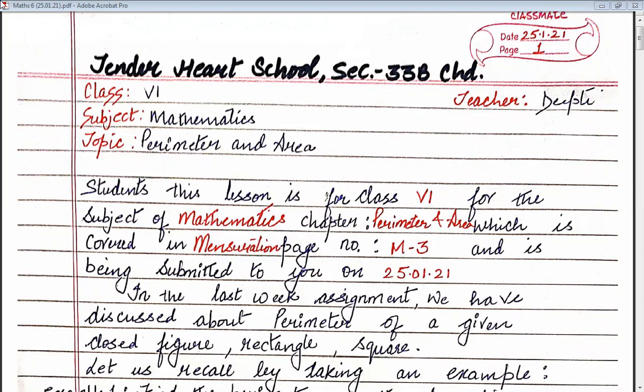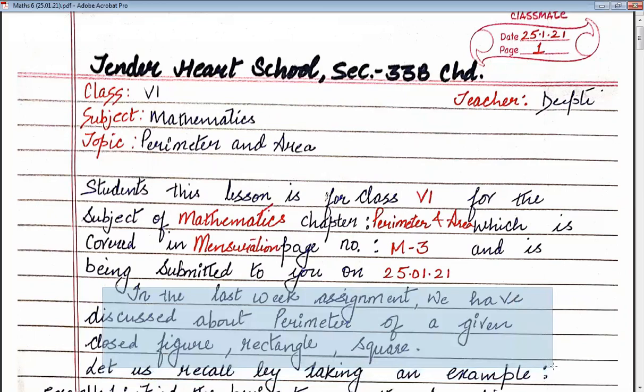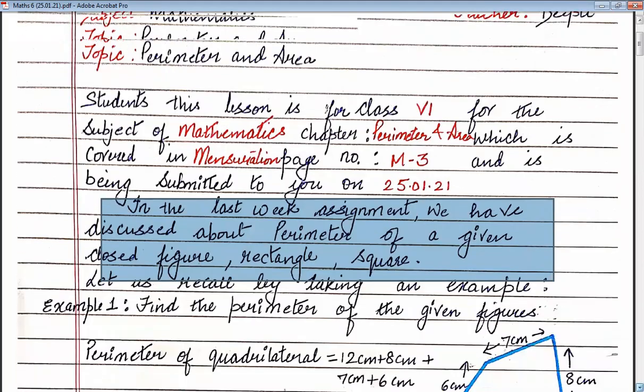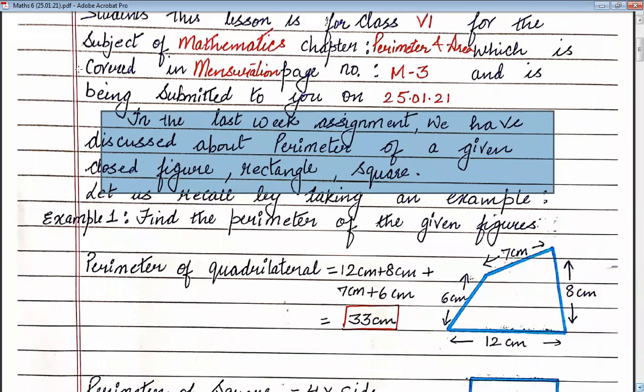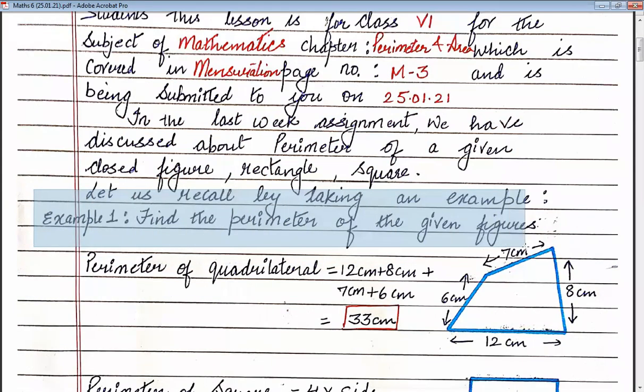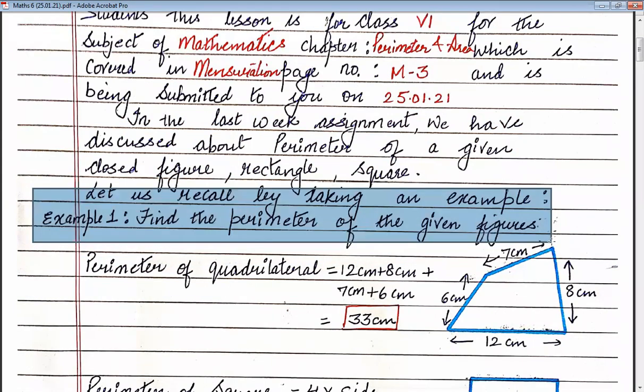Students, in the last week's assignment, we discussed the perimeter of a closed object or figure. Then we discussed the perimeter of a rectangle and a square. Now, children, let us discuss by taking an example. I hope, children, you remember what a perimeter is. Perimeter is the length of the outer boundary of a closed figure.